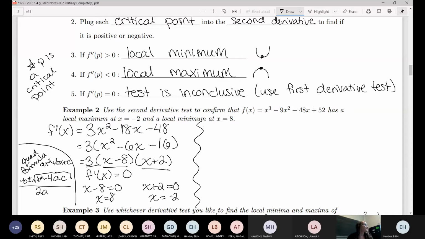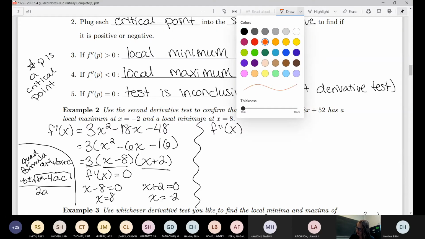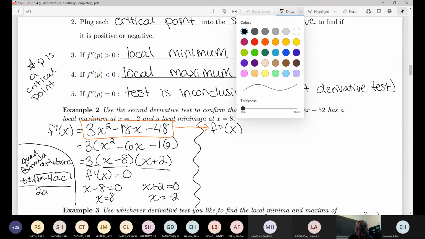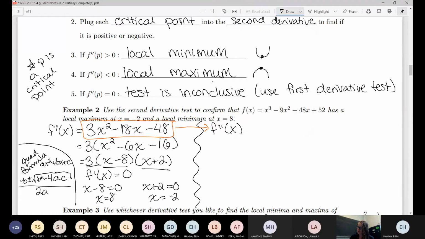But what we were asked to do is use the second derivative test, so we need the second derivative. So we're going to take the derivative and we're going to find its derivative. So derivative of 3x squared, that would give you 6x. Negative 18x would give you 18. Derivative of -48 would be 0.